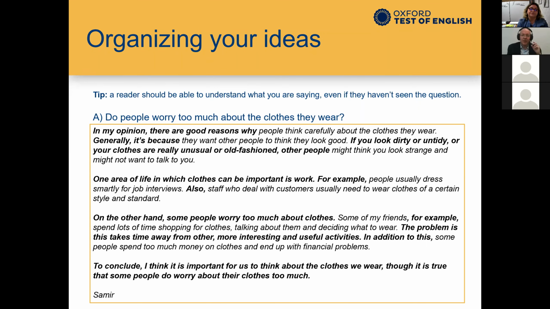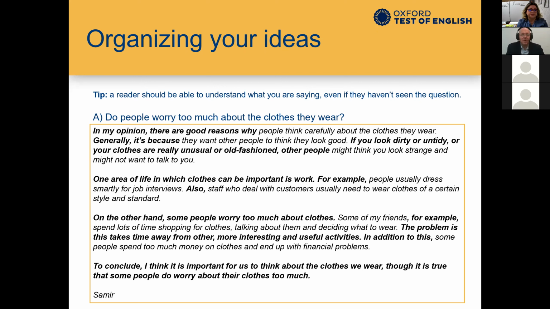Okay, now this is the important thing. The reader, the examiner in Oxford, should be able to understand what you're saying, even if they haven't seen the question. Okay, and this is what we want. We want your writing to be completely clear and respond exactly to the instructions. Okay, so let's take a look at this.